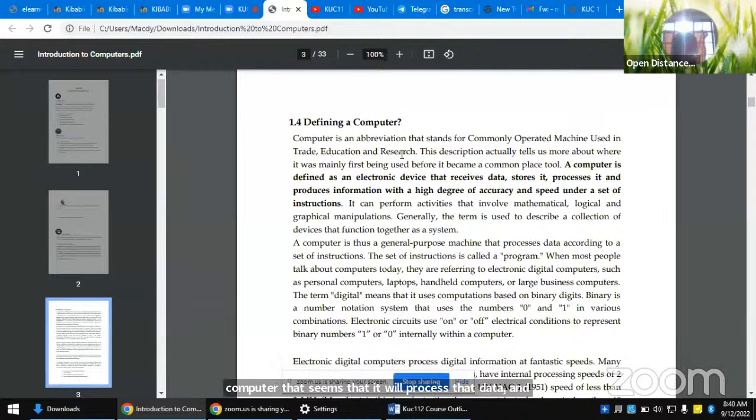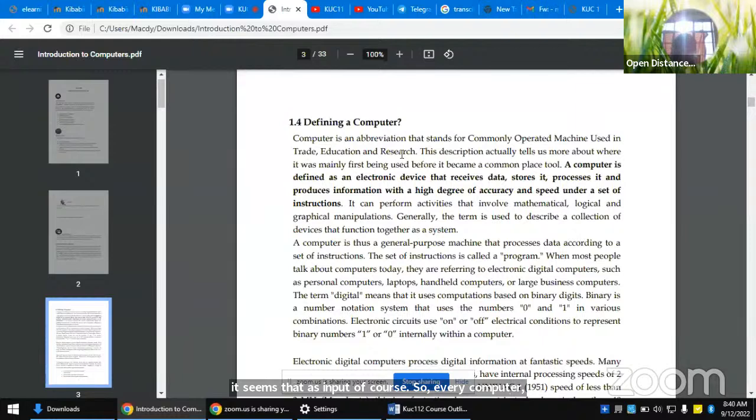Even the smartphones you have are also just computers. So a computer is defined as an electronic device. That's very key. Just note the word, it's an electronic device. That's the first thing you have to note and underline. It being an electronic device, it receives data as input, of course. So every computer, which is an electronic device, receives data.